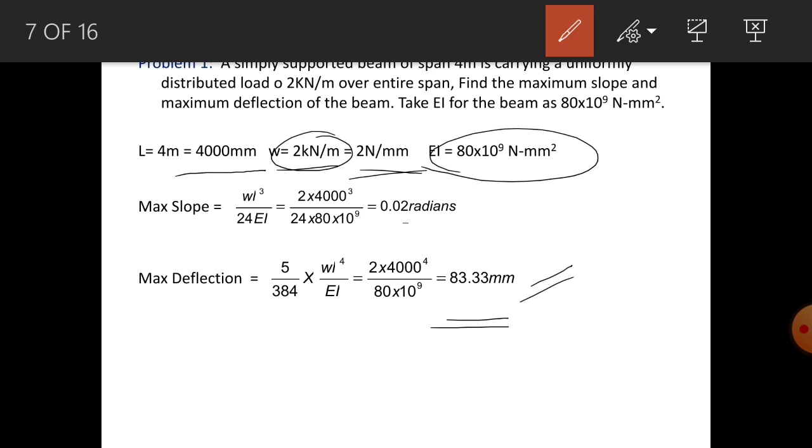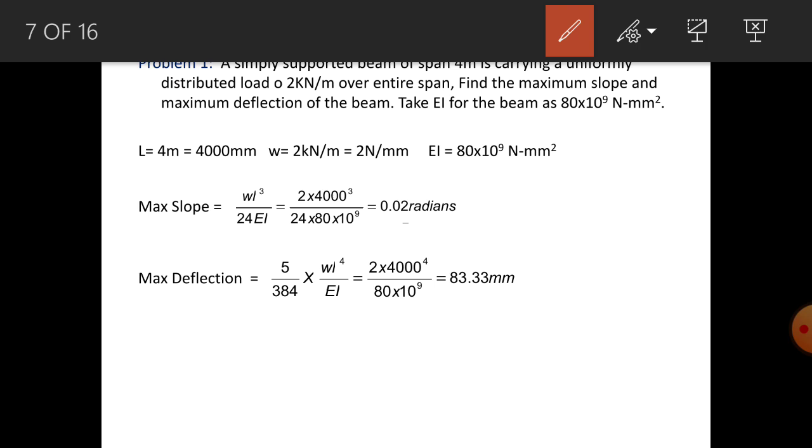So just substitute the values in the slope formula. You will get 0.02 radians, and if you substitute the same values, only the power values will change. That will give the value as 83.33, right? This 83.33 mm is the maximum deflection. It is not the permissible deflection. This is what is asked in the problem, what is the maximum deflection.